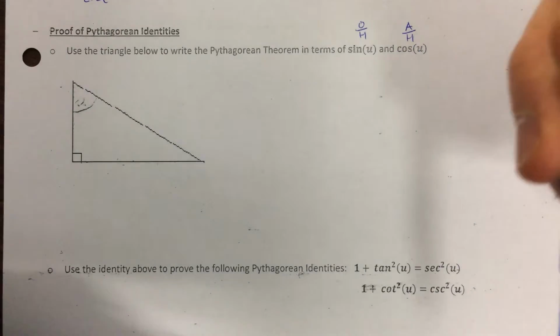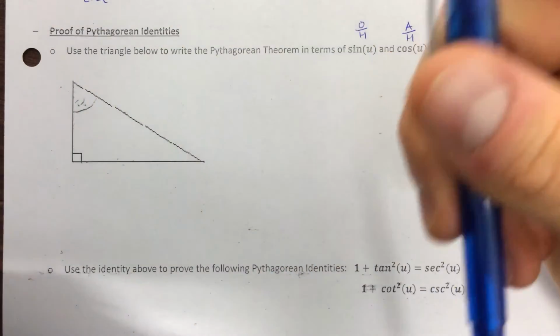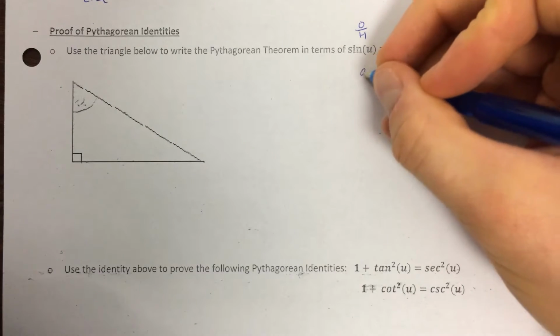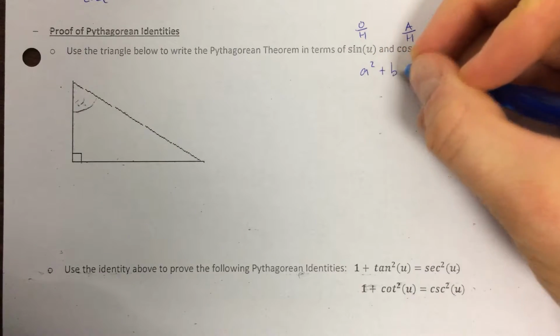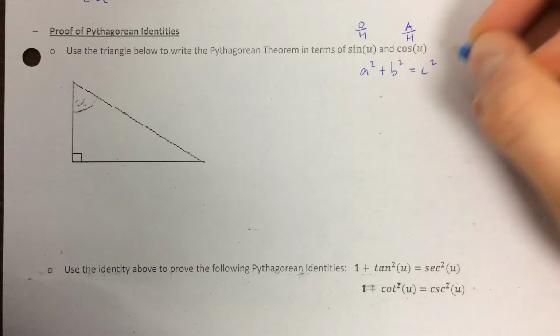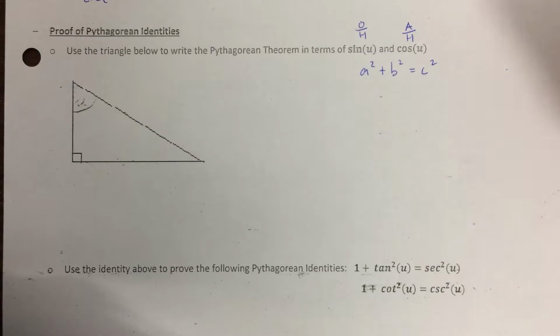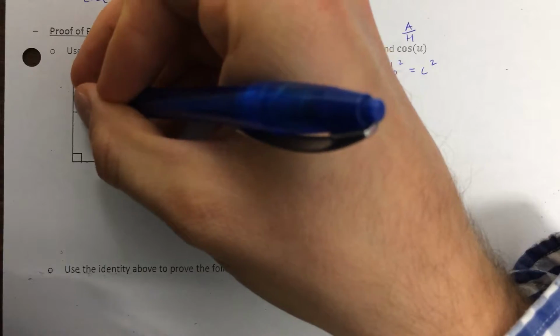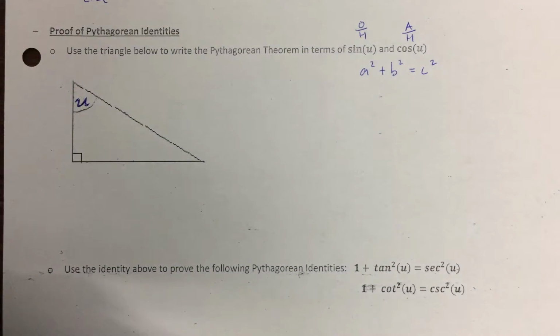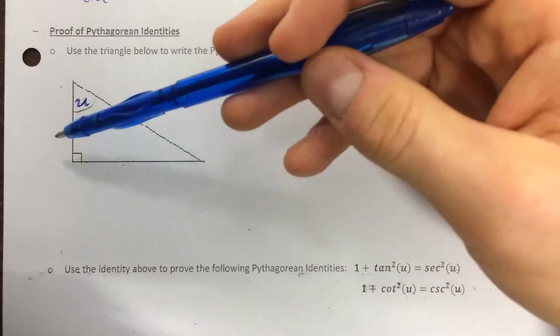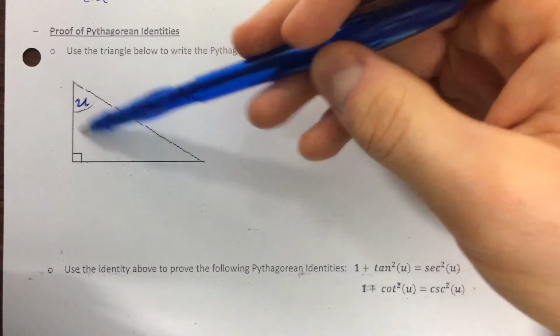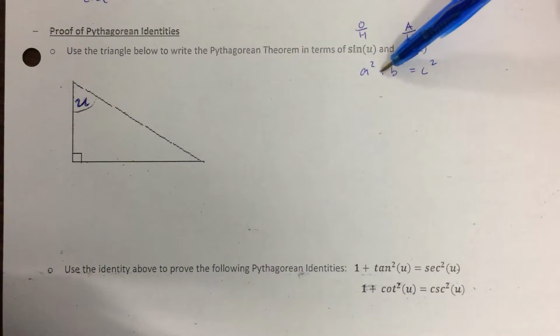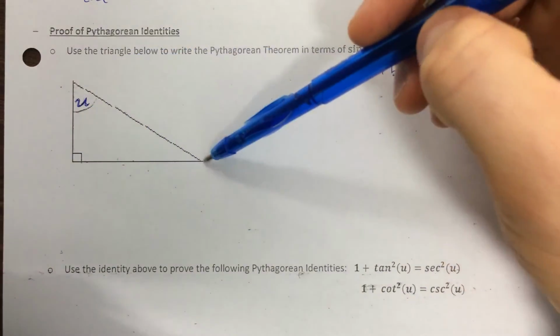Now, the Pythagorean theorem we know is a squared plus b squared equals c squared. And here we have our angle u. Let's call this our angle u. Then we know that this could be a, or this could be b. Our two legs of the triangle are a and b. And this is our side c.